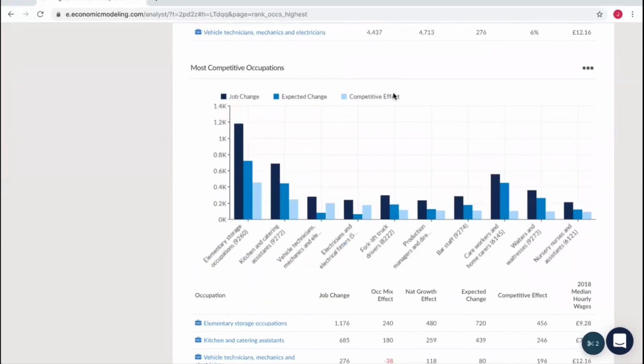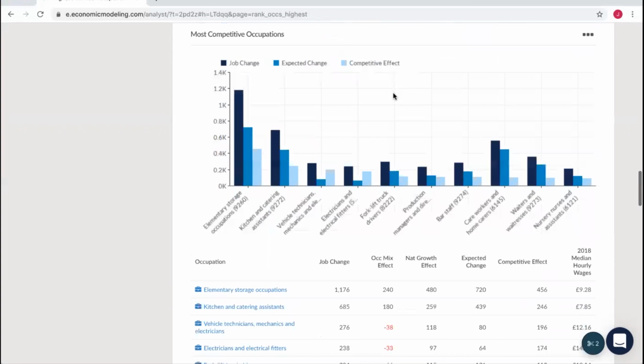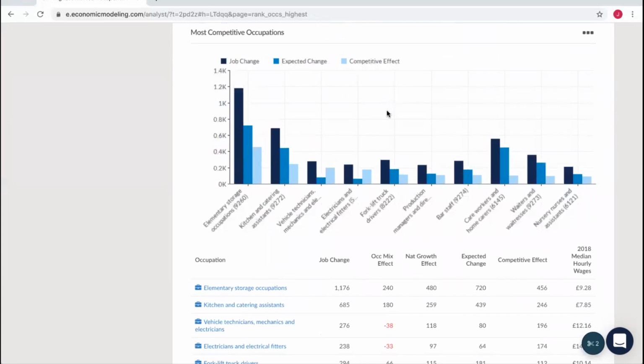And we can see there the most competitive occupations. And this is largely to explain this chart and this data quickly. This is where the actual changes in the number of jobs were much greater than our economists projected in terms of our projection tools. So it shows that there is something happening much more than what's happening as a national average. There's a real influx there of elementary storage occupations, kitchen and catering assistants.